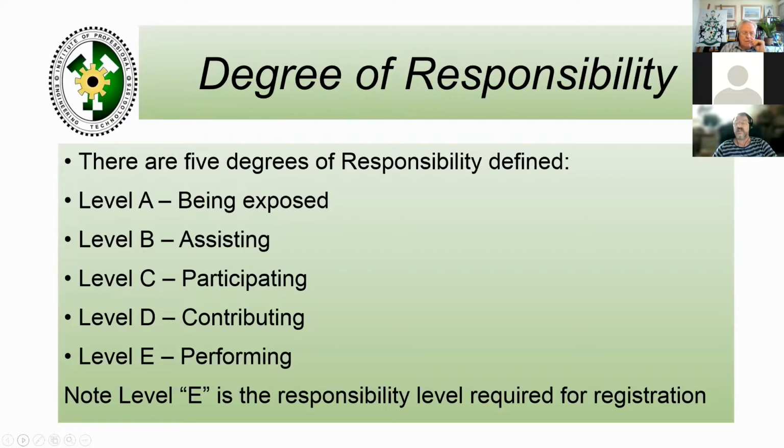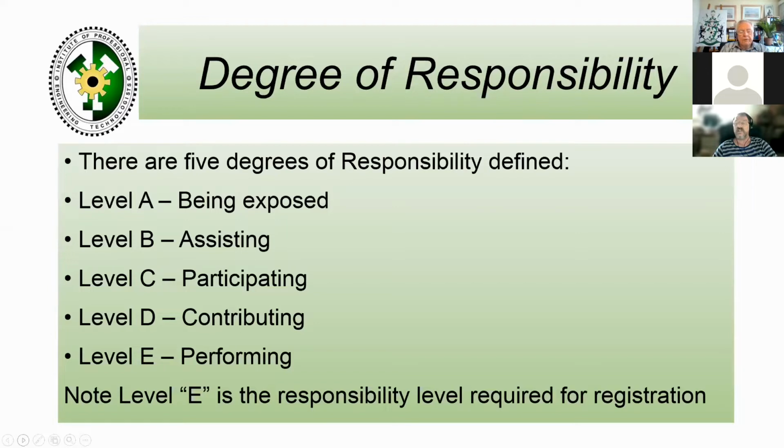So note, level E is the responsibility level required for registration. D, C, B, they do count, but they're not what we require. Level E is usually 1 year of responsibility.